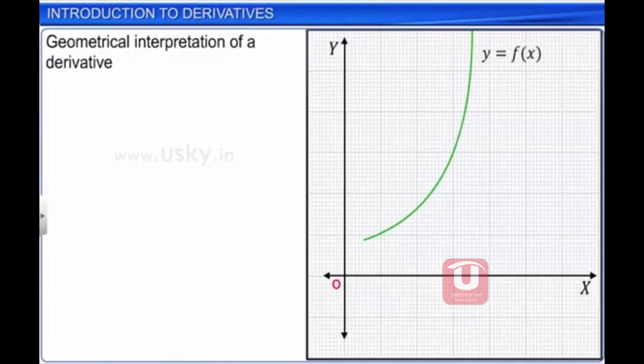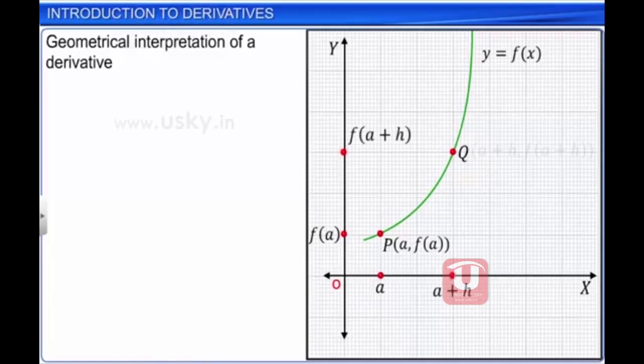Consider a function f of x. The curve here represents the function. Let's consider a point P on the curve. The coordinates of the point are a and f of a. Let Q be another point near P on the same curve as shown. The coordinates of point Q are a plus h and f of a plus h.